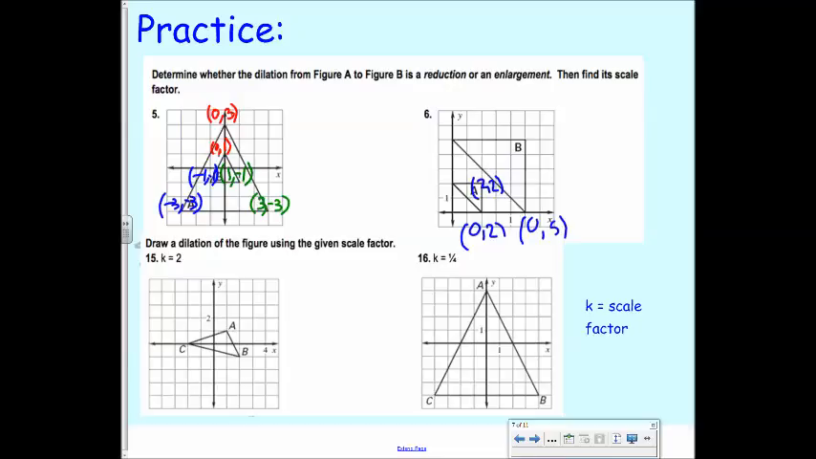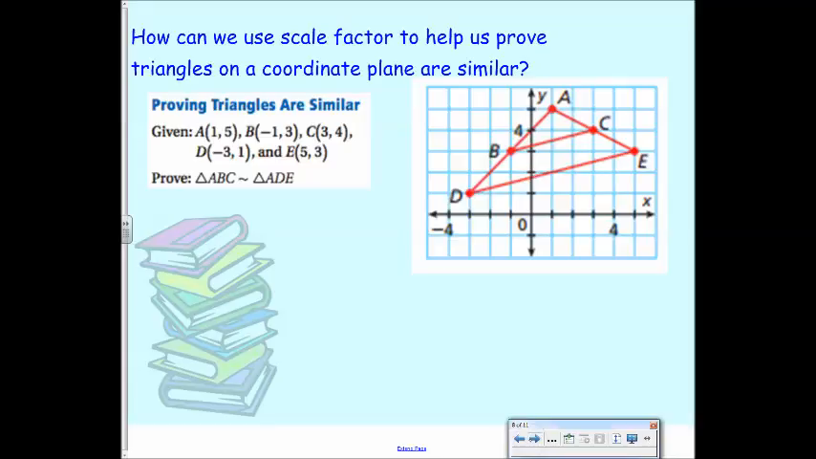Okay. So how can we use scale factor to help us prove that triangles on a coordinate plane are similar then? This isn't a two-column proof. We're just trying to prove that ABC is similar to ADE. So how would we do that? When you find the coordinates. Find the coordinates. So we've got the coordinates.